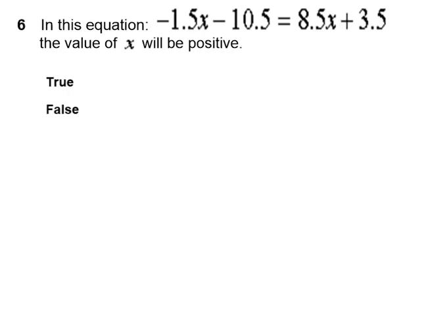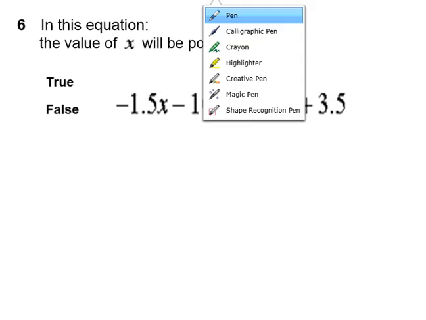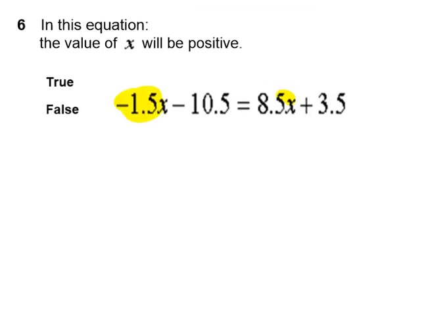And our last question, in the equation, -1.5x minus 10.5 is equal to 8.5x plus 3.5. The value of x will be positive. So what are we going to do? Well, we're going to solve for x. Now notice that when you start this equation, you have a negative value of x here, and you have a positive value of x here. And what we said was, it's usually easiest to get rid of the x on the side that has the least amount. That allows you to keep a positive coefficient most times, and therefore it keeps it a little bit simpler. So I'm going to add 1.5x to both sides.